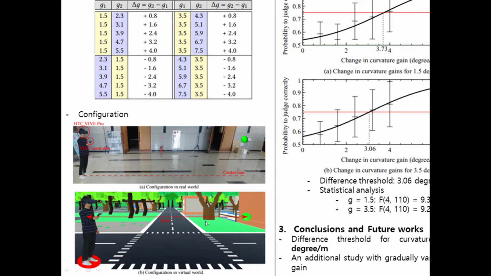When the experiment begins, the participants stand on the starting point represented by a red circle. Then, when the trial starts, the participants walk toward the green sphere 6 meters ahead. During walking, participants experience first and second curvature gains in turn. After reaching the green sphere, they answer which curvature was greater among the two, and then stand again on the starting point and repeat the next trial.